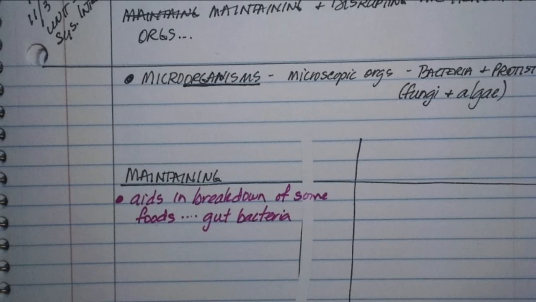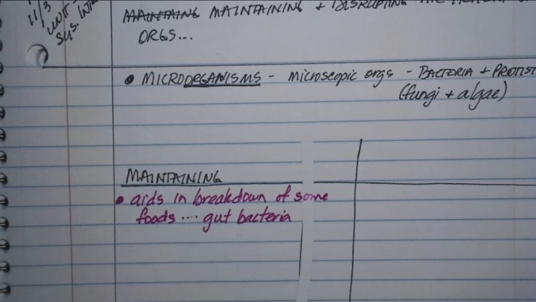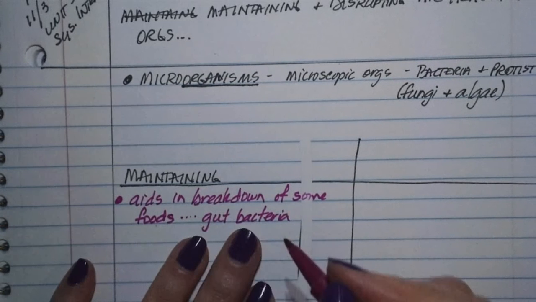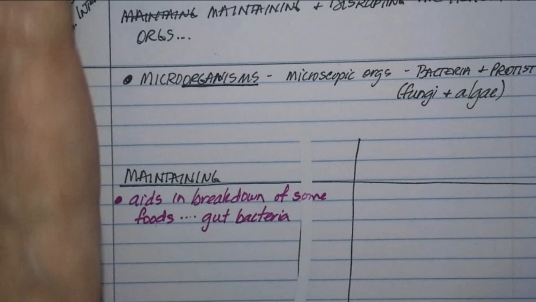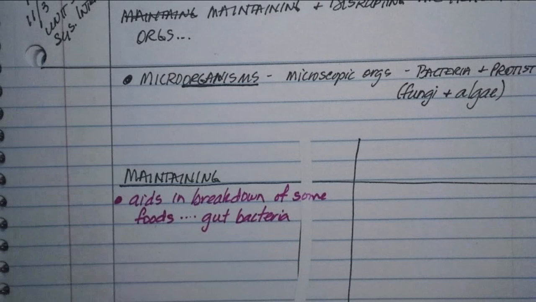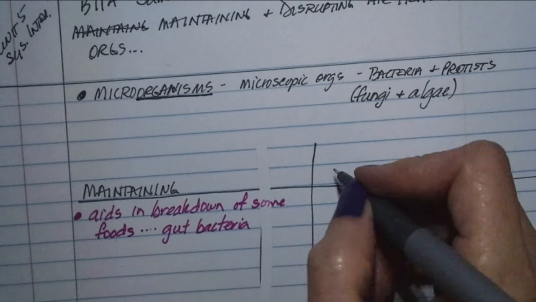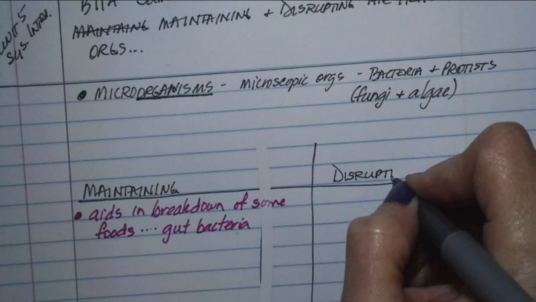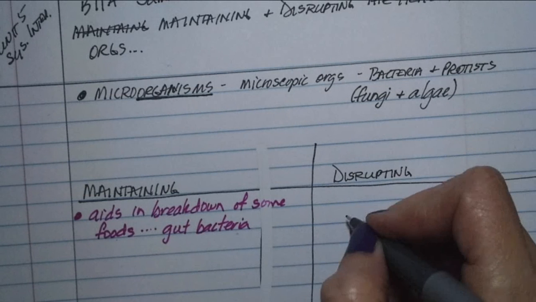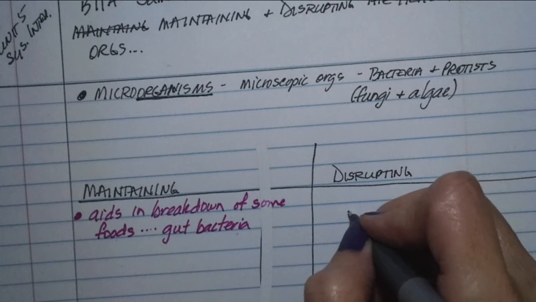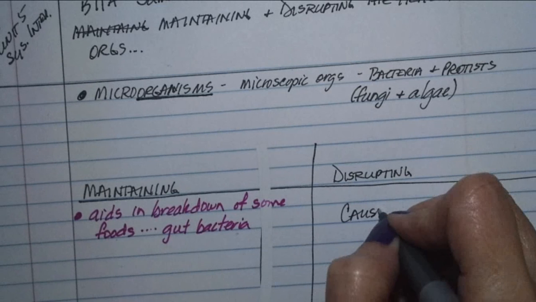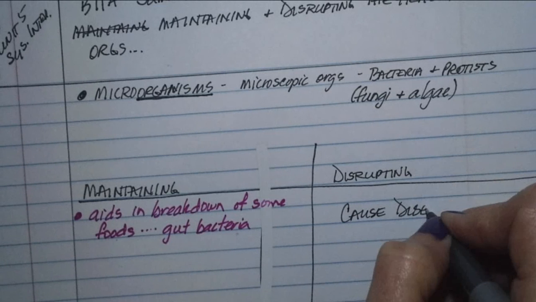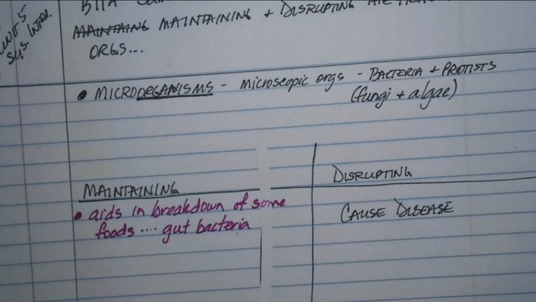So we have to have this. It's really helpful to us, but we also have on this other side over here where we talk about it being disruptive. And over here, number one way they can be disruptive is they cause disease, right? There's a balance, not too little, not too much. You have a nice healthy balance and things work really well.